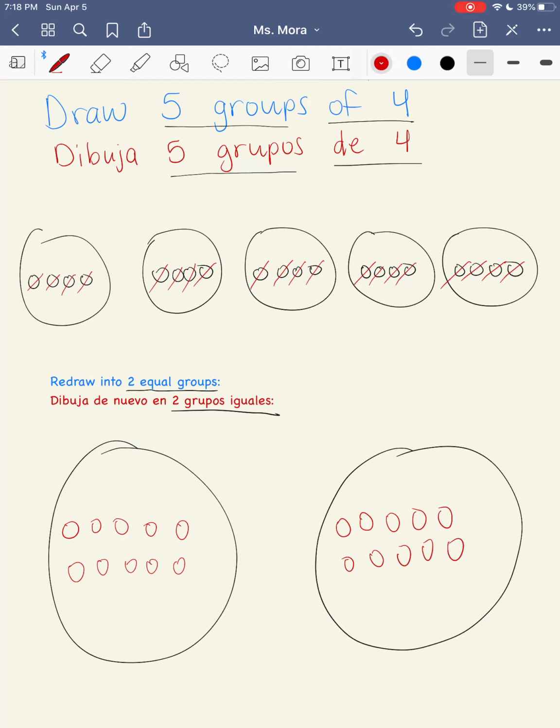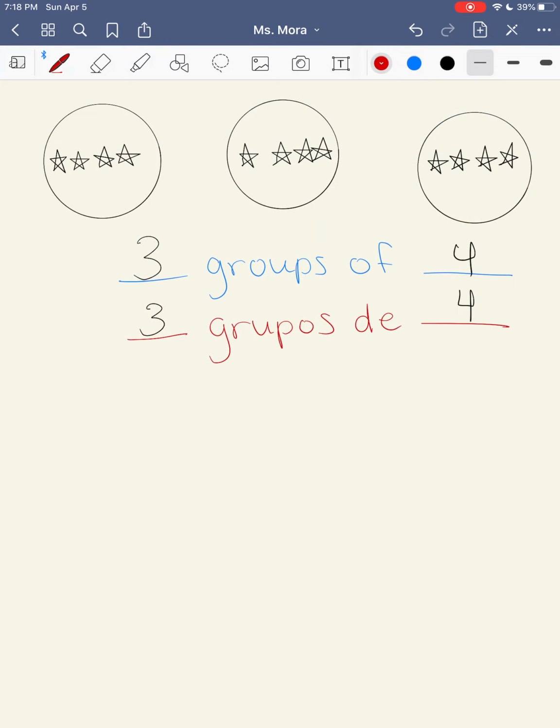So up here, I had five groups of four, right? One group of four, two groups of four, three groups of four, four groups of four, five groups of four. But down here, what do I have down here? Think about it. What do we have down here? I have two groups of 10. There's 10 in each one. Okay, acá abajo tengo dos grupos de 10.